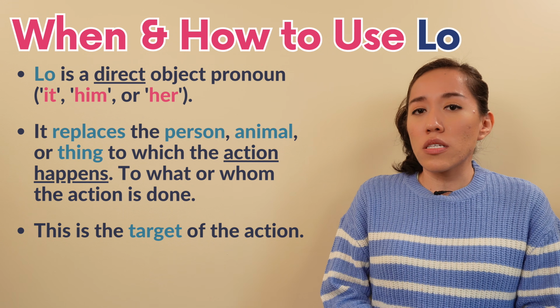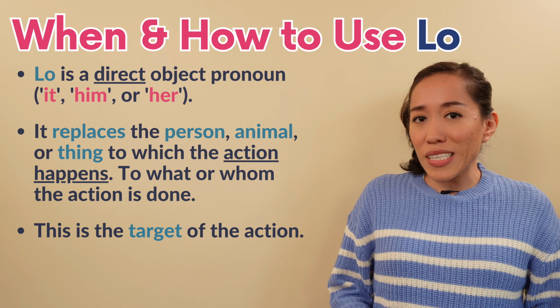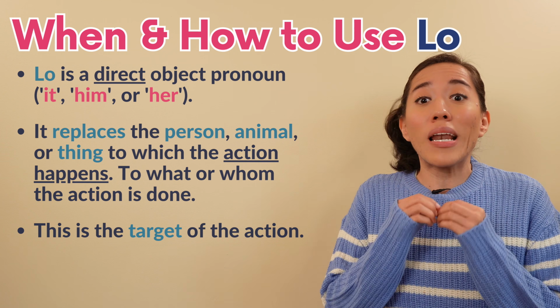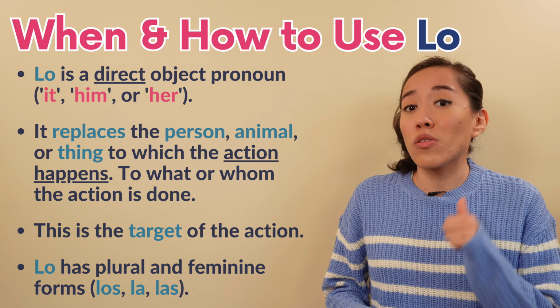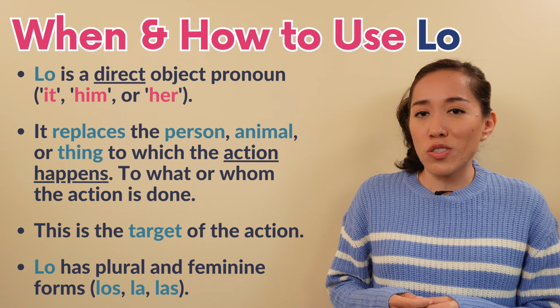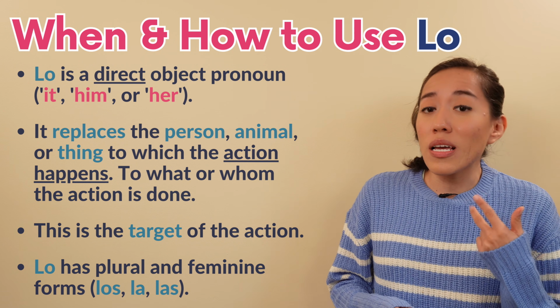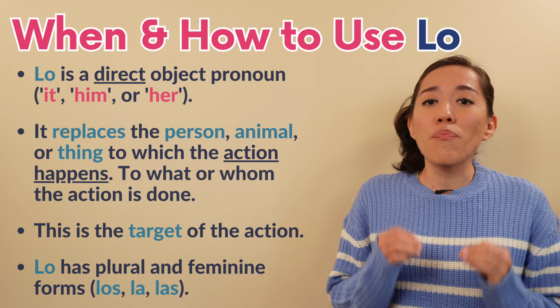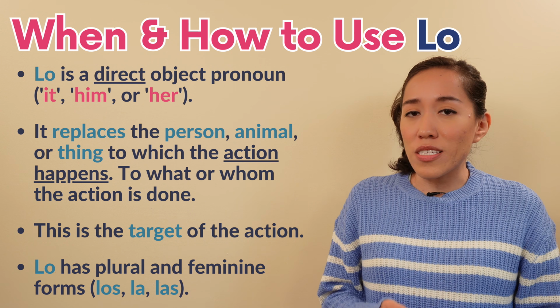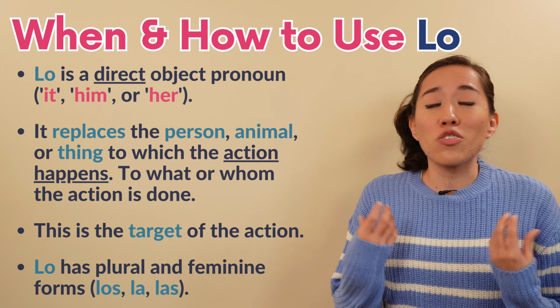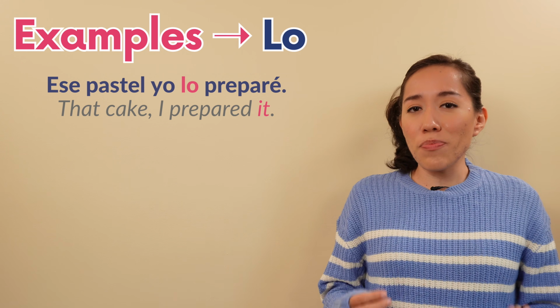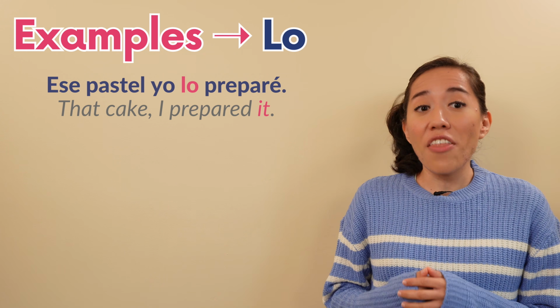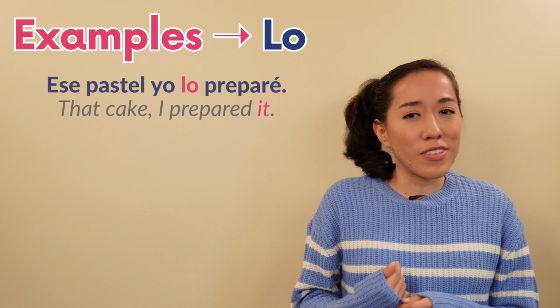And a key characteristic of lo, which significantly differentiates it from le, is that lo marks gender and has plural forms. In other words, you're going to use lo, los, la, or las, depending on the noun that you're replacing. Let me show you some examples so you can see what this means. Example number 1. "Ese pastel yo lo preparé." That cake I prepared. Believe it or not.